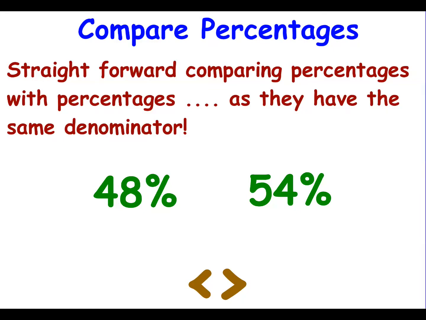To compare percentages, because they share the same denominator of 100, you can just compare the numerators. So when you're comparing 48% with 54%, we're just comparing the numbers 48 and 54. So we know that 54 is greater than 48. So the larger end of our comparing symbol is at the 54 end. So 54 is greater than 48, or if you read it the other way, 48% is less than 54%.